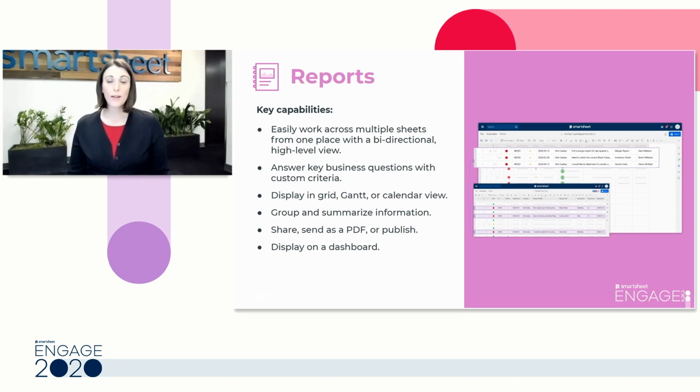Say I have a program where I have multiple projects running and I need to answer some key business questions across those different projects, I'm going to need to build a report to do that. And you can think of a report almost like a high-level filter because it's live, it's real time, and it's bi-directional. So what that means is that as the information in my underlying sheets is updated, it will automatically update my report. And vice versa, if I make a change in a report, it will automatically write back to those underlying sheets. So again, it makes that work management across multiple sheets very powerful.